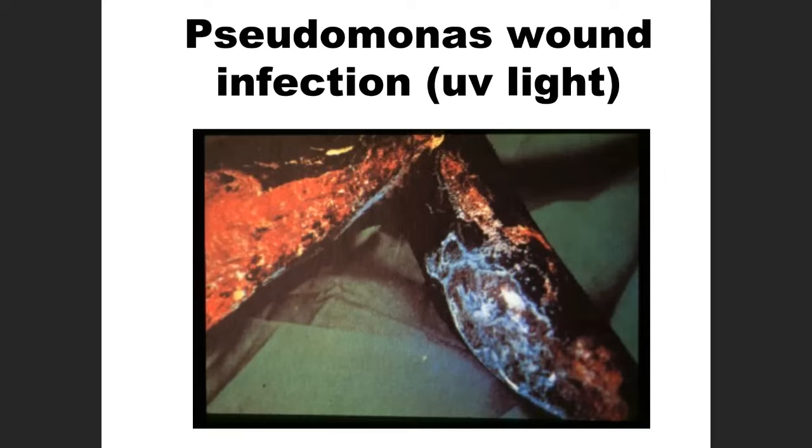One other thing that the Pseudomonas bacteria does is that it fluoresces under UV light. So not only is there a green pigment, but if you were to hold a UV light over the bacteria, it would fluoresce. And you can see this person here with this burn, a UV light is being held over the burn, and this area that has this whitish bluish color are areas that are infected with the bacteria.